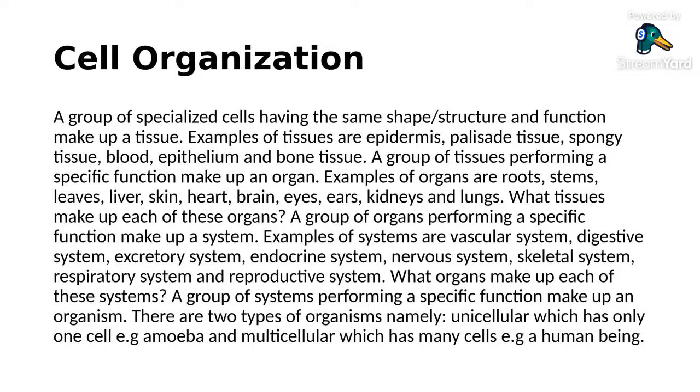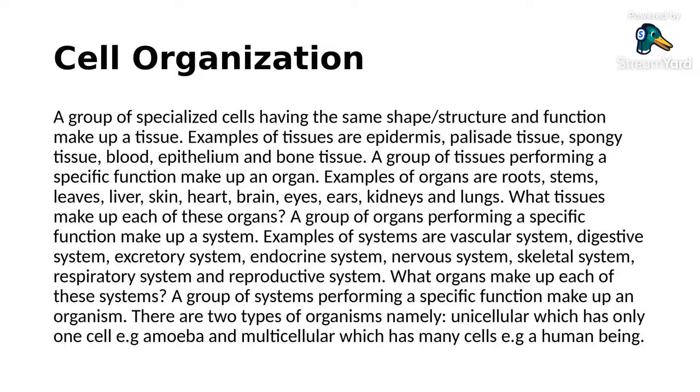A group of tissues performing a specific function make up an organ. Examples of organs are roots, stems, leaves, the liver, the skin, the heart, the brain, the eyes, the ears, the kidneys, and the lungs. All these are organs and they are made up of tissues. So a group of tissues will form an organ.